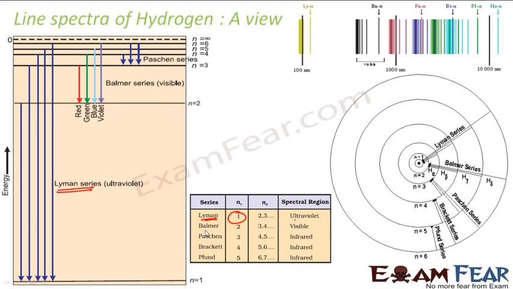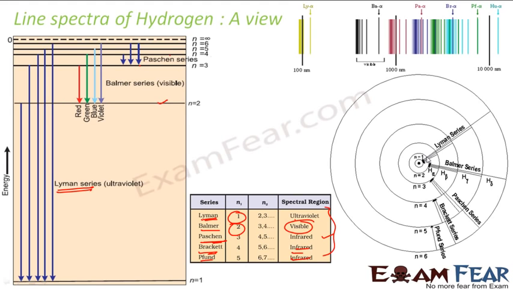If it is coming to n equal to 2, it is visible light, and it can come from any place, so there will be different colors. If it is coming to n equal to 3 from any higher orbital, it is called Paschen, and this is infrared. If it is coming to n equal to 4, it is also infrared. Coming to n equal to 5, that's also infrared.